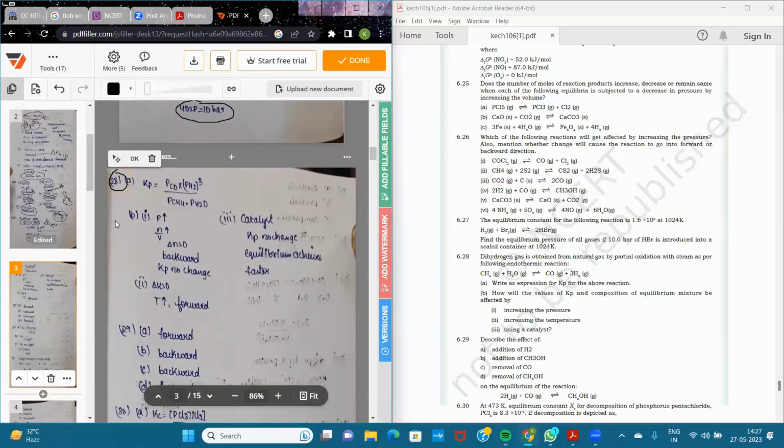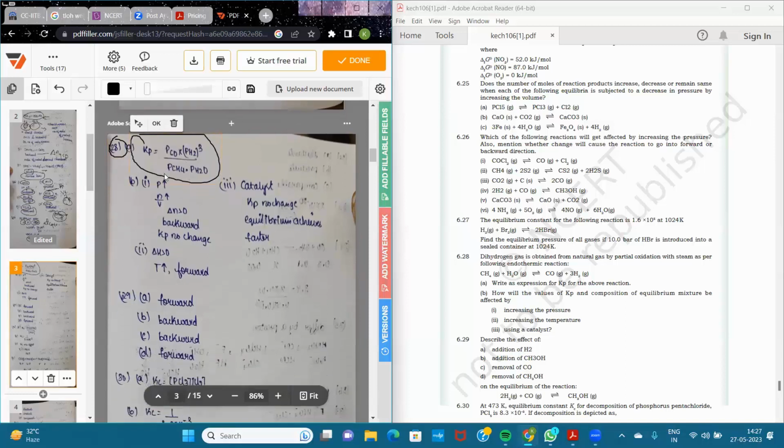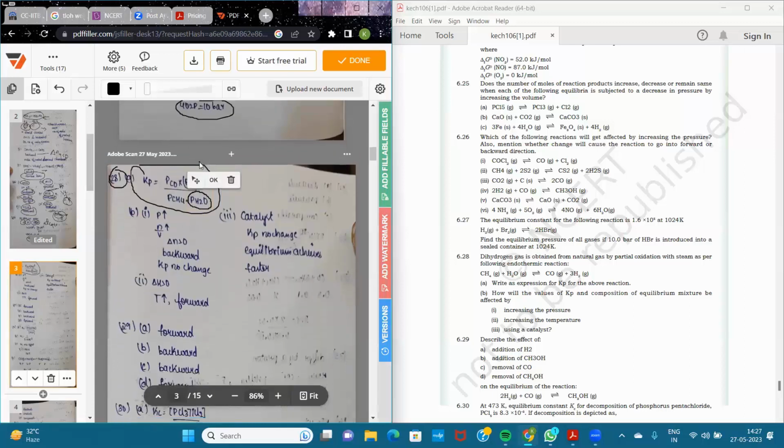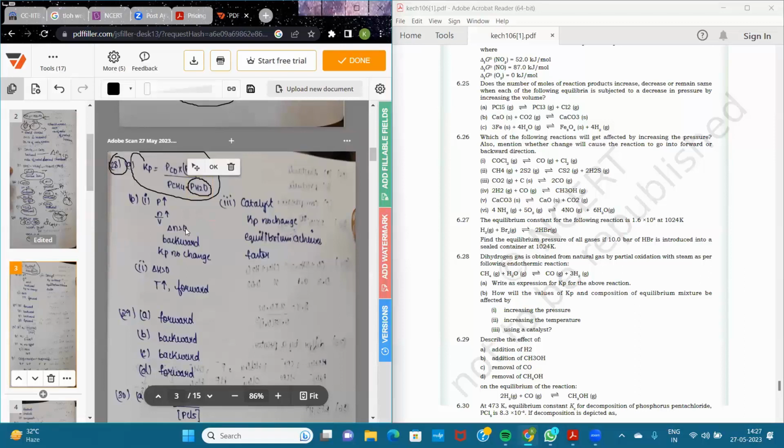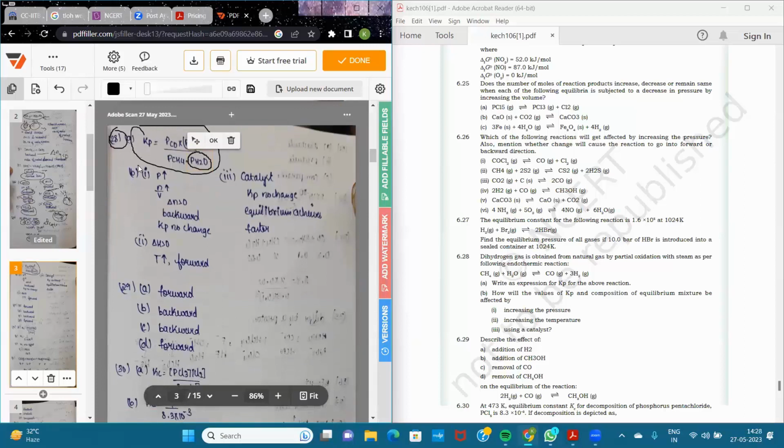Dihydrogen gas is obtained from natural gas by partial oxidation with steam as following endothermic reaction. CH4 plus H2O gives rise to CO plus 3H2. Write an expression for Kp of the above reaction. We can write the Kp expression, partial pressure of CO into partial pressure of H2 whole cube by partial pressure of CH4 into partial pressure of H2O. Here, water is not in the form of liquid, it is in the form of gas. So we could include the partial pressure of water vapor in the Kp expression. So we are done with the A part. We'll go to the B part.